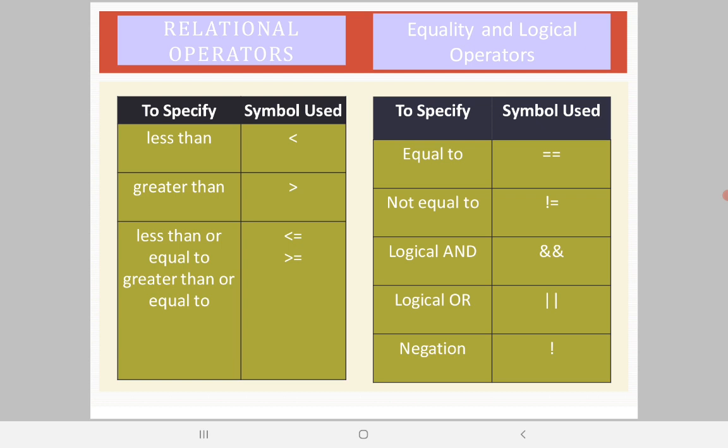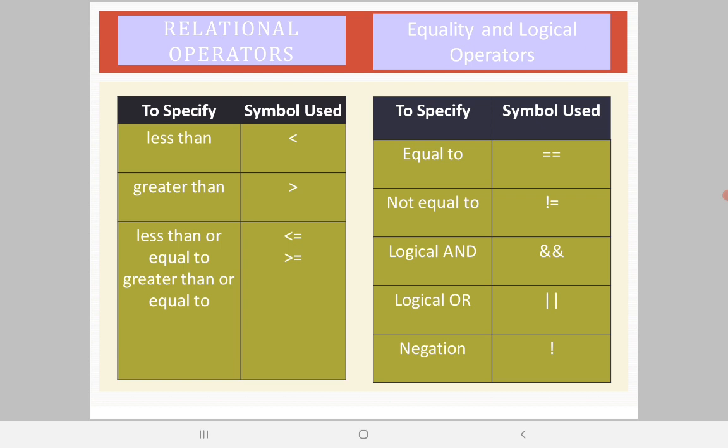Equality and logical operators. What are equality and logical operators? They are used to specify equals to. Single equals to is an assignment operator, whereas double equals to is a comparison operator. Not equals to means exclamation mark followed by equals to.